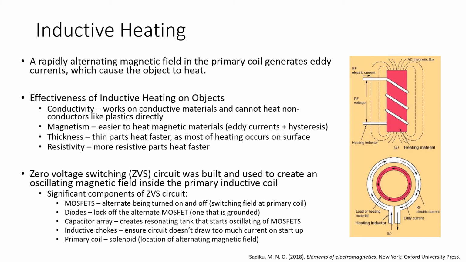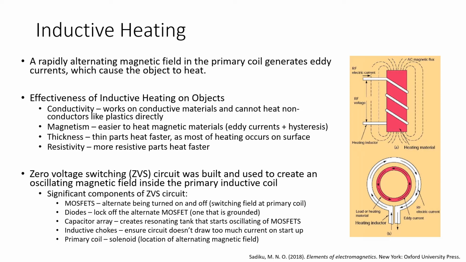The effectiveness of induction heating on objects depends on several factors. It works on conductors and cannot directly heat non-conductors. Magnetic parts are easier to heat due to the combination of eddy currents and hysteresis that are present. The thickness of the object also has an effect. Thin parts are easier to heat due to higher surface area to volume ratio. Lastly, more resistive parts are quicker to heat.